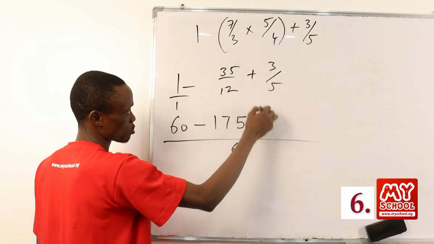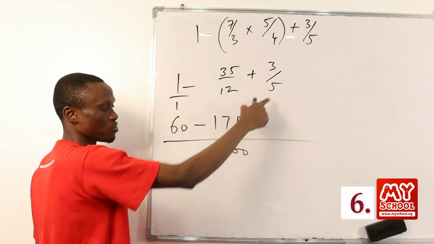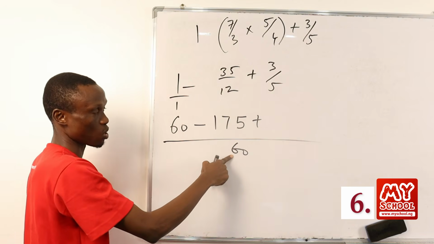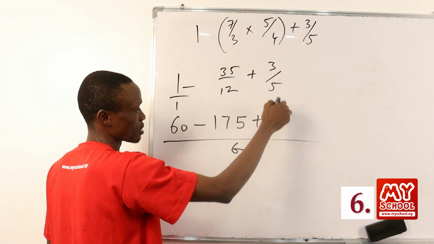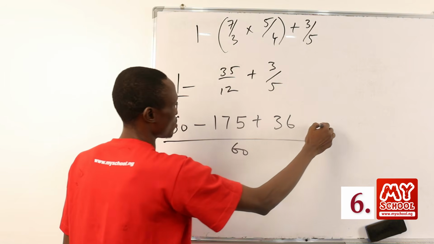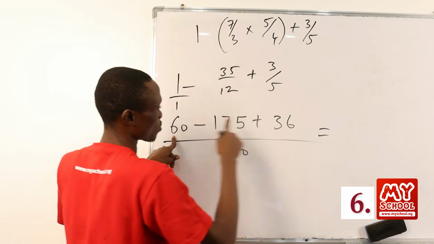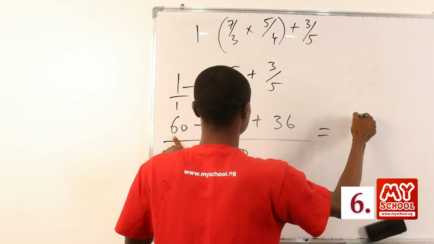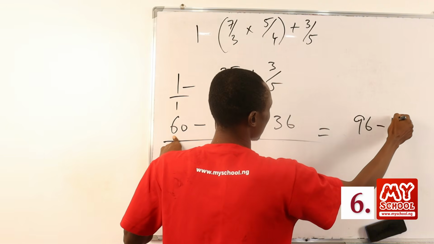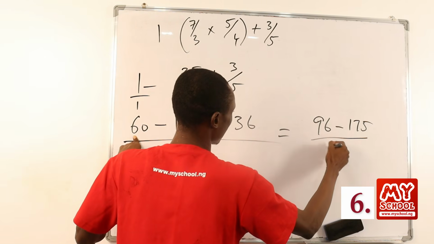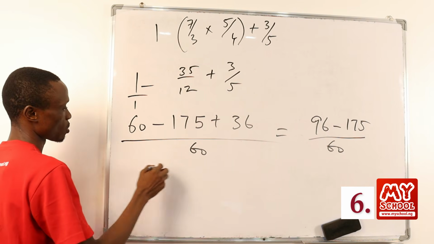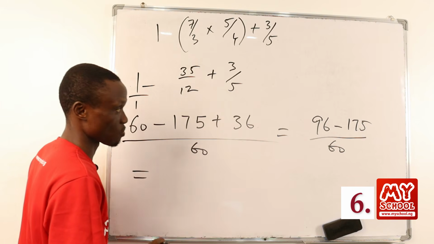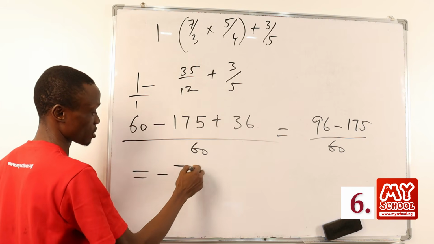Then plus, which is this plus sign, then 5 into 60, that will be 12. So 12 times 3, that is 36. So here, this we add to this. So we have 96 minus 175 all over 60. So 96 minus 175, I think that will be minus 79, then all over 60.